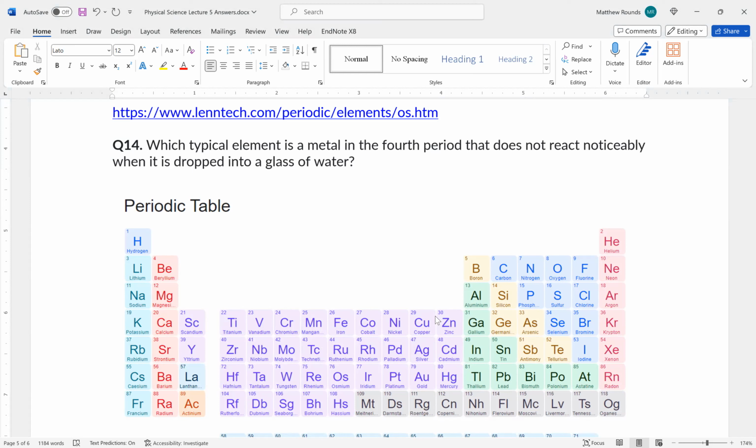I'm trying to not just give you the answer. Is there any of those that seem like they might not react with water? Hmm. So you could do a quick search. You could say, does iron react with water? Does titanium react with water? And I think you'll find most of these metals do, along with potassium and calcium.